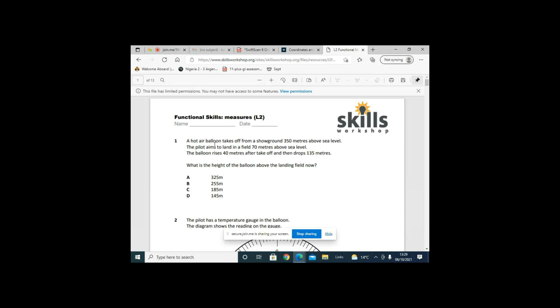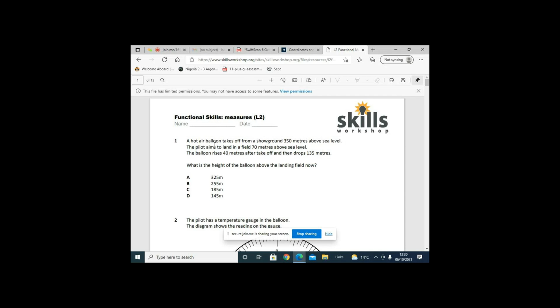So guys, the hot air balloon takes off from its show ground, 350 meters above sea level. The pilot aims to land in a field 70 meters above sea level. The balloon rises 40 meters after takeoff and then drops 135 meters. What is the height of the balloon above the landing field now? Can you do it? Do you know what they're talking about there?